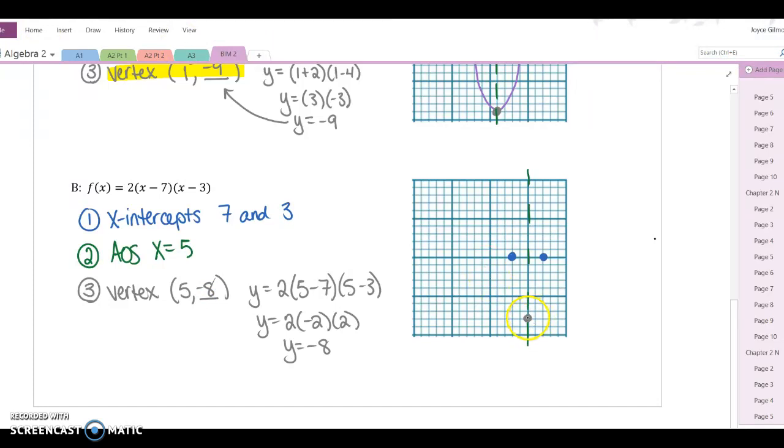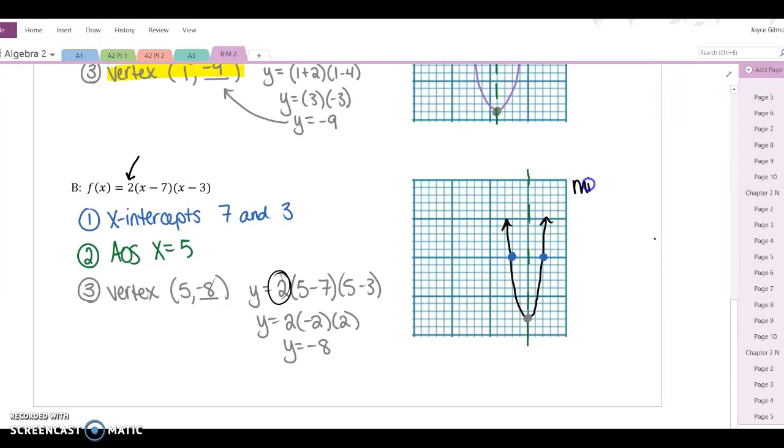So our parabola seems like a really skinny parabola. Does it make sense that our parabola is that skinny? Yes, because there's a 2 in front of the function. Now, if that 2 had been a negative 2, it wouldn't affect the x-intercepts. It would not affect the axis of symmetry. The only thing it would affect is when you plugged that 5 in. If this had been a negative 2 in front, we would have done negative 2 times negative 2 times 2, which would have put our vertex at positive 8, which definitely would have made the graph open downward.